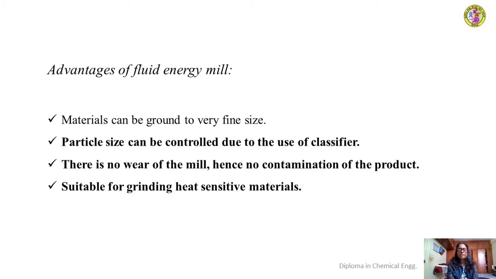So what are the advantages of fluid energy mill over the other types of grinding equipment? Here we can reduce the material particle size to a very fine size, and the particle size can also be controlled because we have an arrangement of a classifier. There is no wear and tear of the grinding parts inside the equipment, so product contamination is not present in this type of equipment.